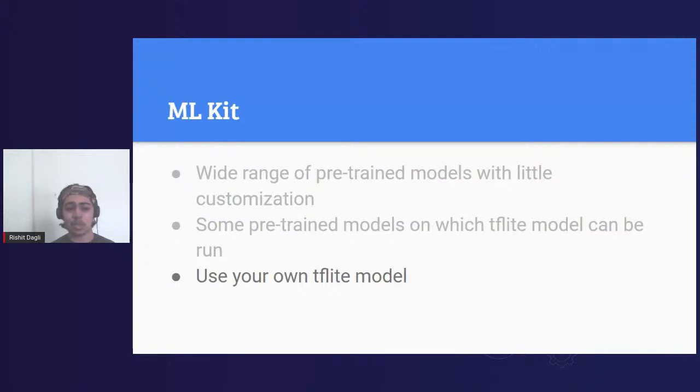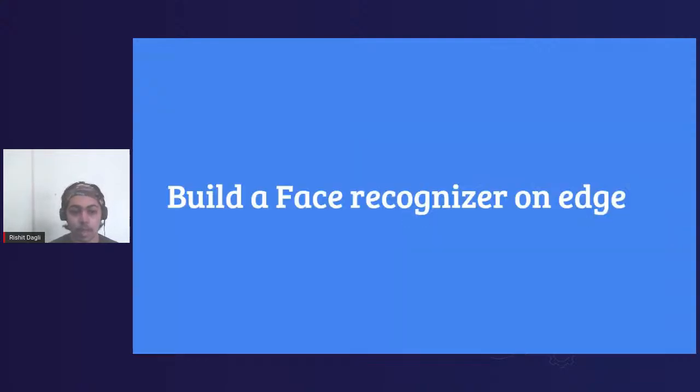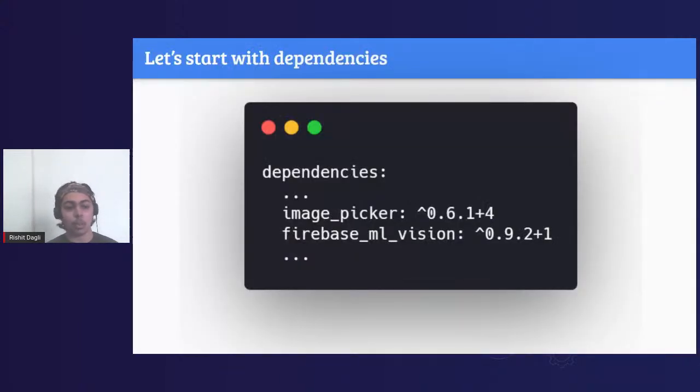So let's see this with an example. We'll be building an application together, and what we'll also see in the process of doing so is how you can build your own applications with this. Let's go through the complete process of how this works. We'll build a face recognizer on Edge, and we'll do this in the next 15 minutes. So it's super easy to use. Let's get started. Very simple, nothing new over here, just some dependencies.